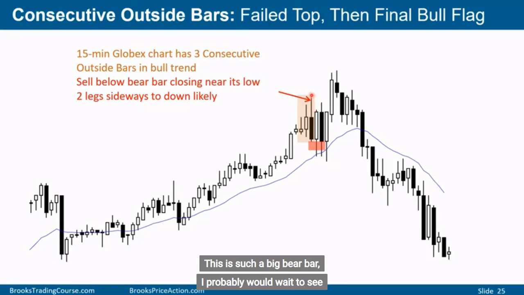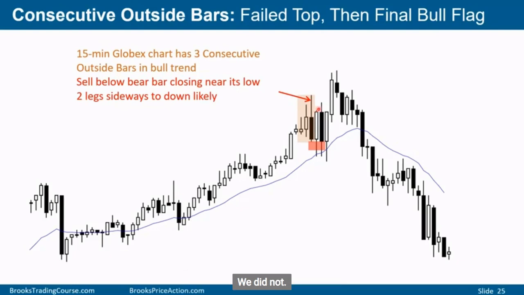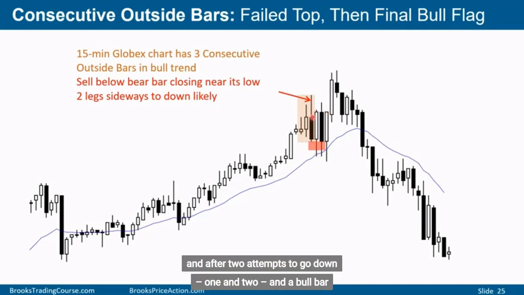This is such a big bear bar, I probably would wait to see if we had a good entry bar for the bulls who bought above that. We did not. And now we have a second buy. I would take this. This is a second reversal up from the moving average. And after 2 attempts to go down, 1 and 2, and a bull bar closing near its high, bull bar closing near its high, I would take this buy.